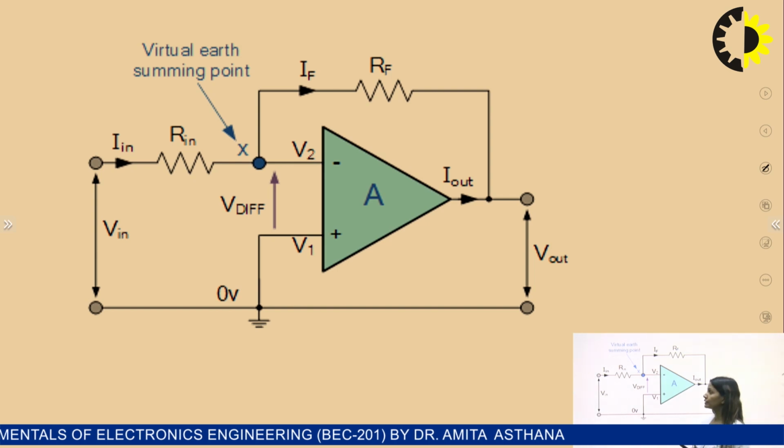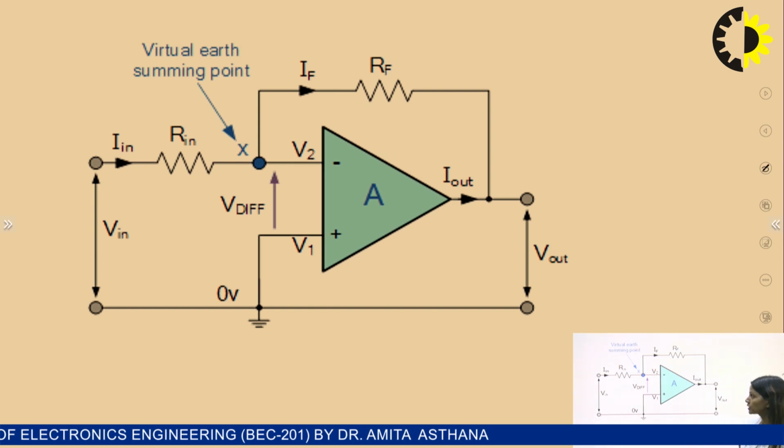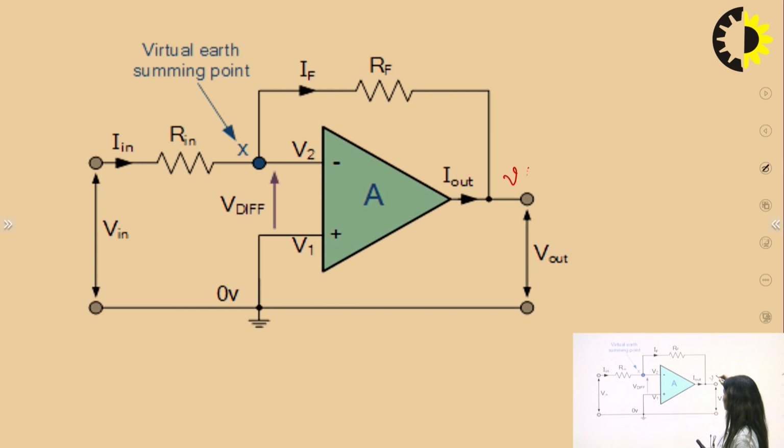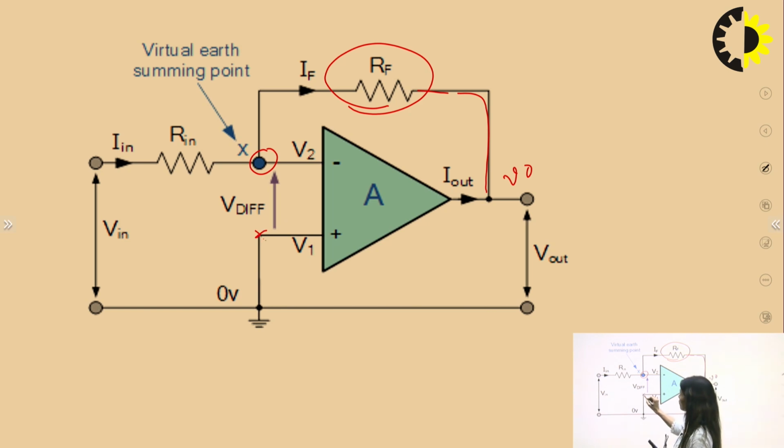Now we will understand a few important concepts of the op-amp. Here we can see there is a closed loop configuration in the figure. The output is connected to the inverting terminal of the op-amp through the resistance RF, right? The non-inverting terminal of the op-amp, this particular terminal, is connected to the ground.